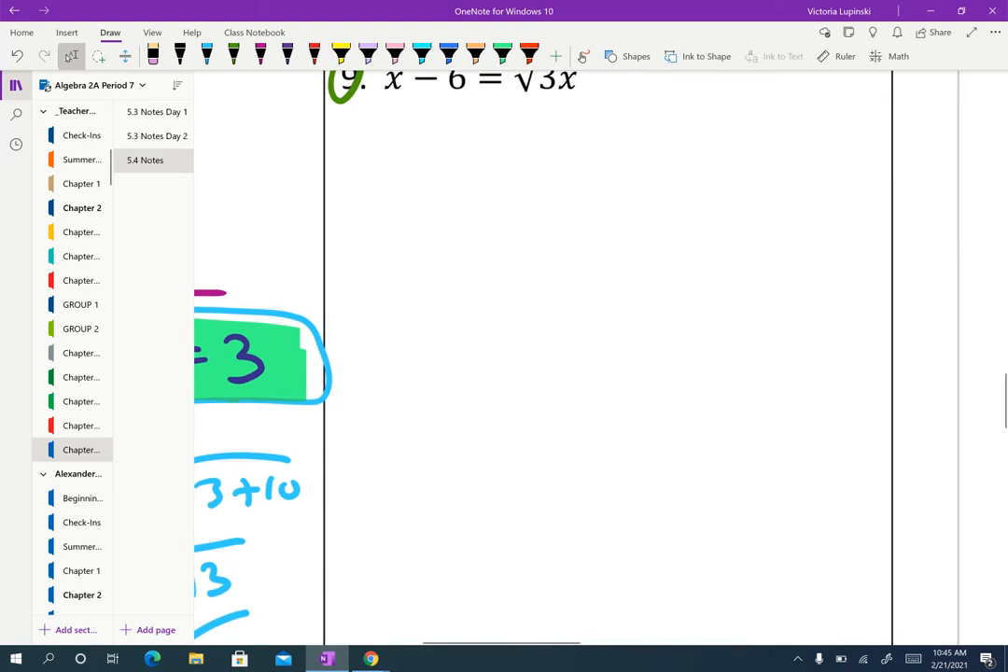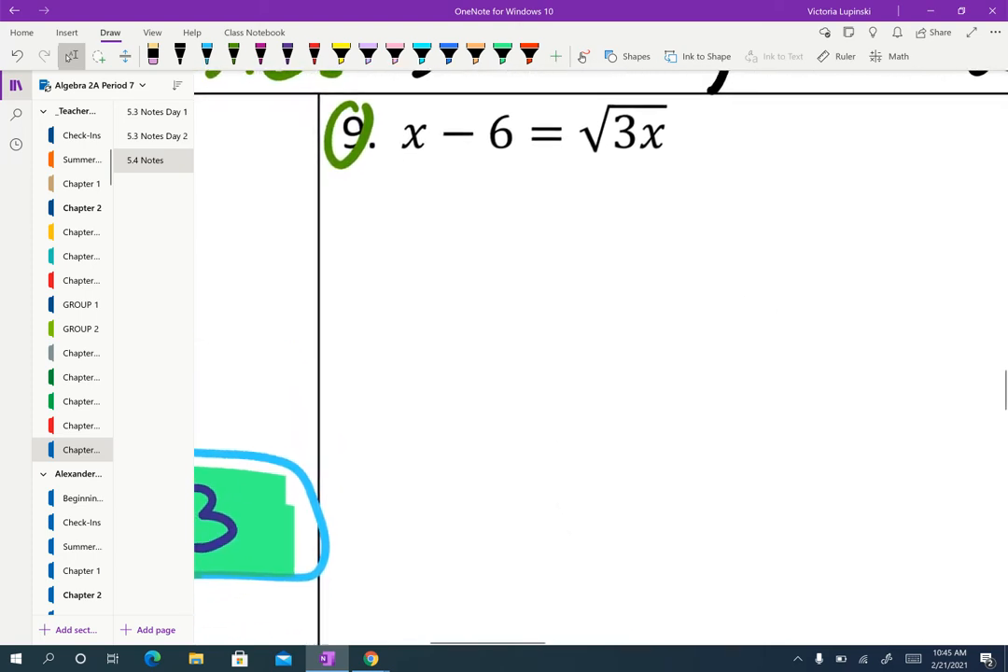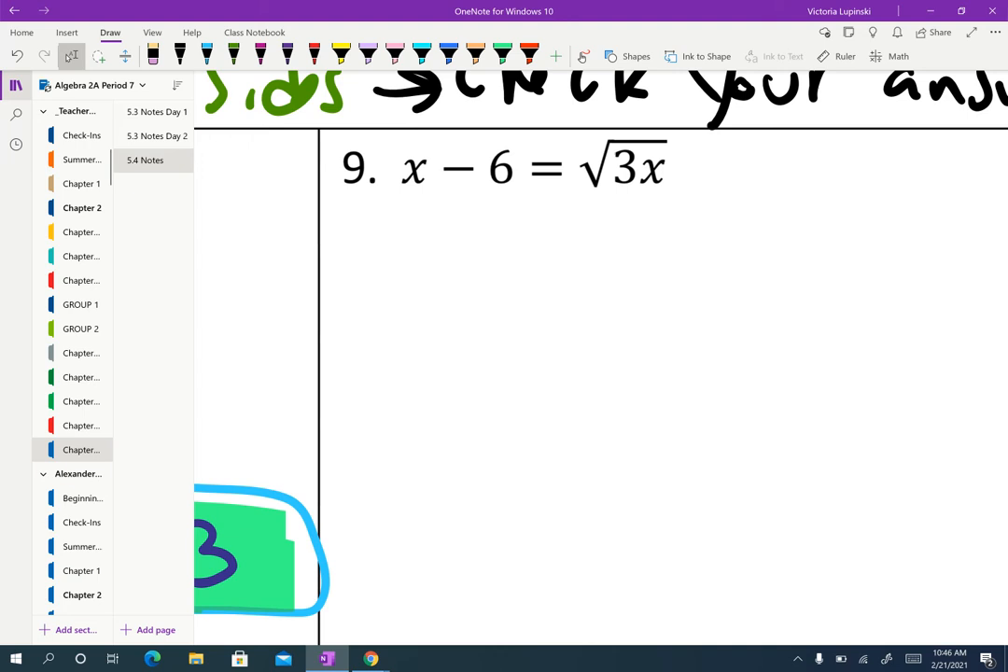And now here in number 9 is the harder version. So notice here you only have one single radical on the right-hand side. Your first step was supposed to be to isolate the radical, which is done, but now you need to get rid of the radical. So in order to get rid of the radical, you're going to have to go ahead and square both sides. But here's where you want to be careful.